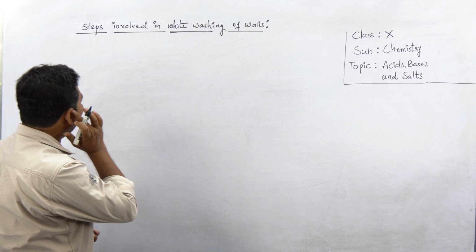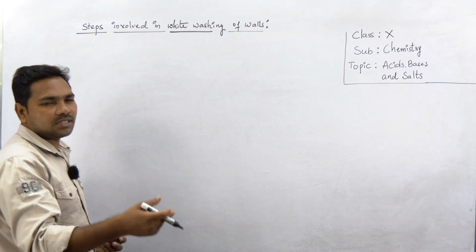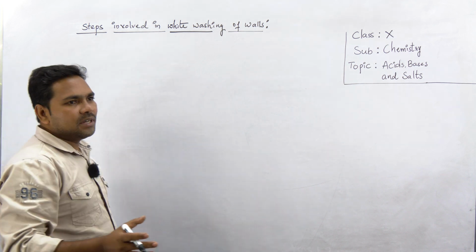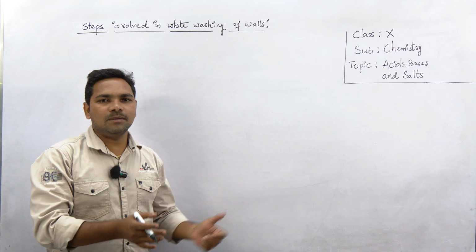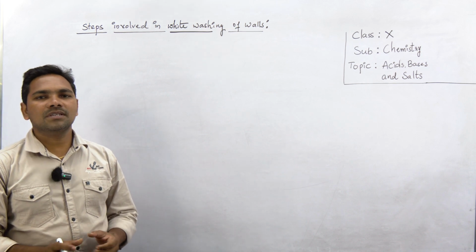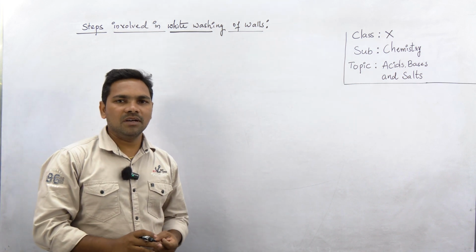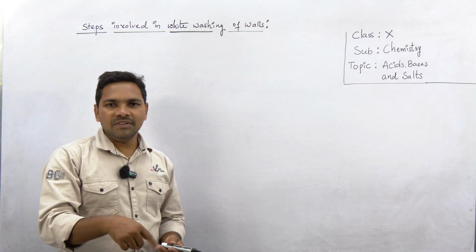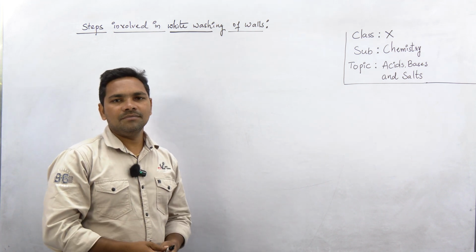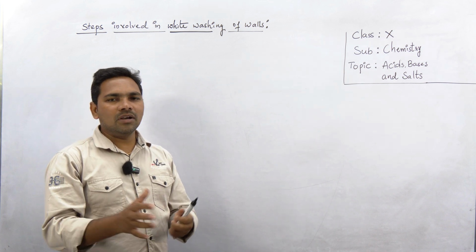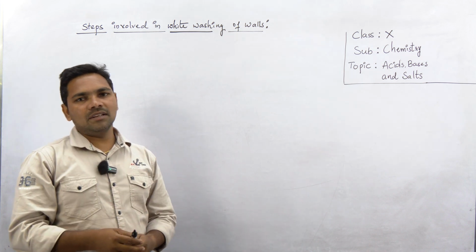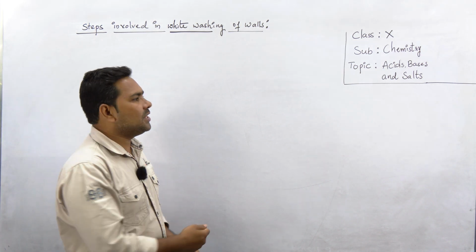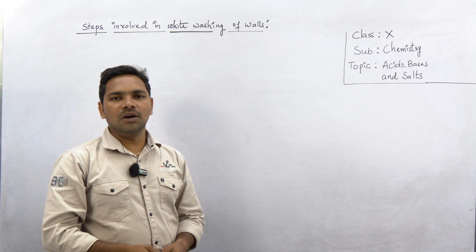What are the steps we generally follow, and what chemical changes are involved during whitewashing of walls? Let me explain. First, we purchase a white powder from the shops, and that white powder is added to water. When we stir, we get a dull white color solution, and using a brush, that solution is coated onto the walls of the houses.